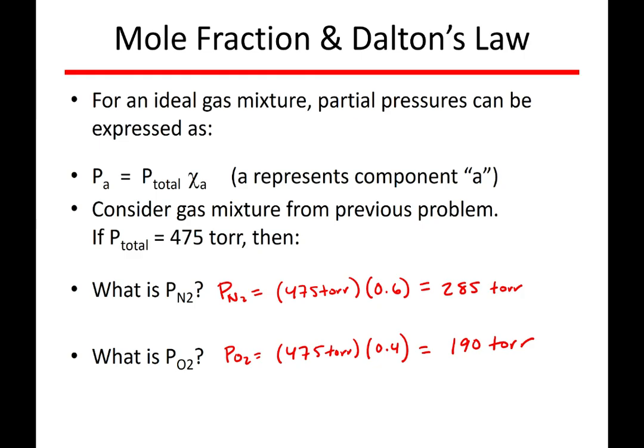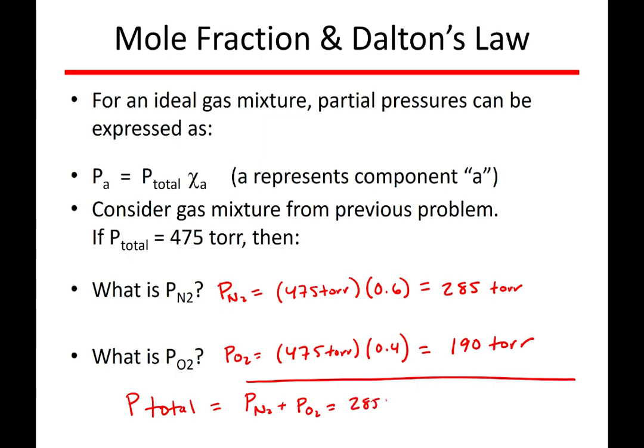And importantly, one more thing that's nice to show for the sake of completeness is that the total pressure can be found by summing the two partial pressures, right? We saw this at the beginning of our discussion of Dalton's law. P total is going to be equal to P O2 plus P N2, 285 torr plus 190 torr, all adds up to 475 torr, which is the exact number that the problem told us as the total pressure. It's nice to see how all of these equations relate and how you can use them interchangeably depending on what the problem is asking for.